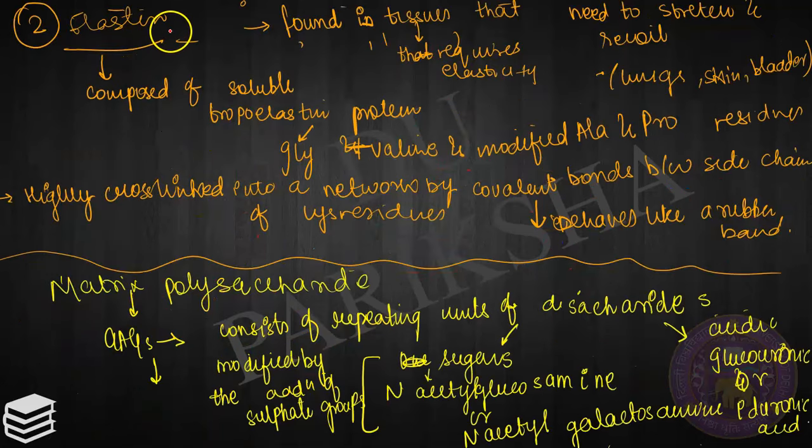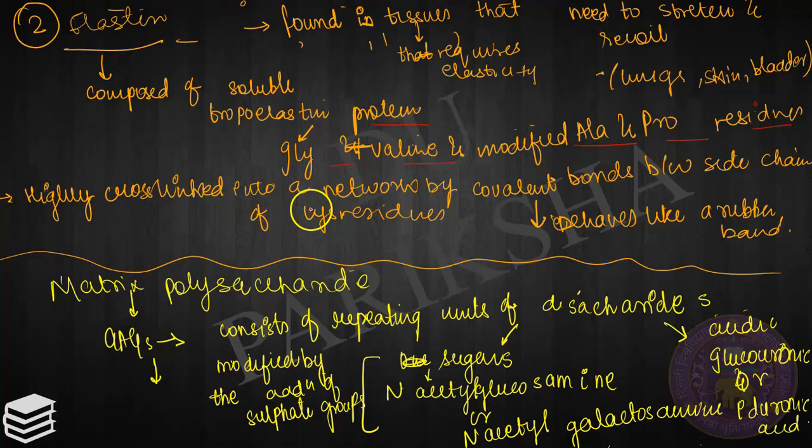Then the second structural protein in ECM is elastin. Elastin is usually found in the tissues that require elasticity and that need to stretch and recoil, such as the bladder, lungs, and ligaments. They are composed of soluble tropoelastin protein containing glycine, valine, and modified alanine and proline residues.